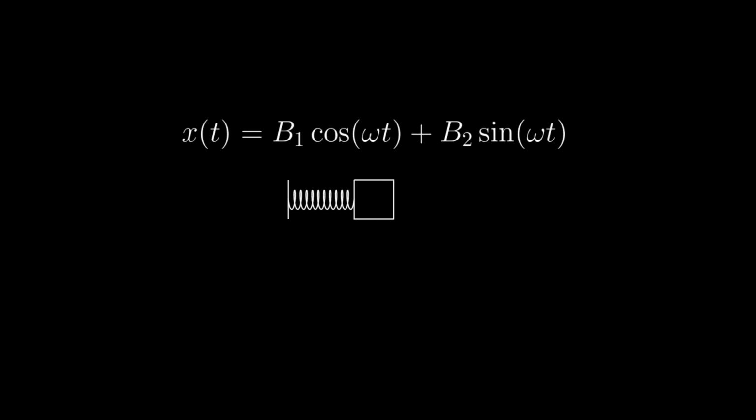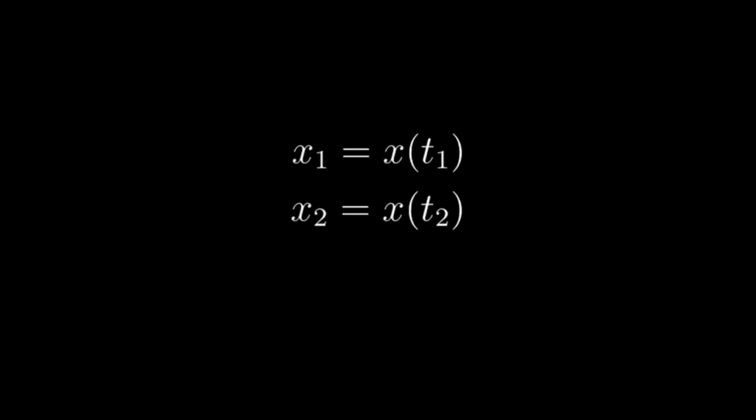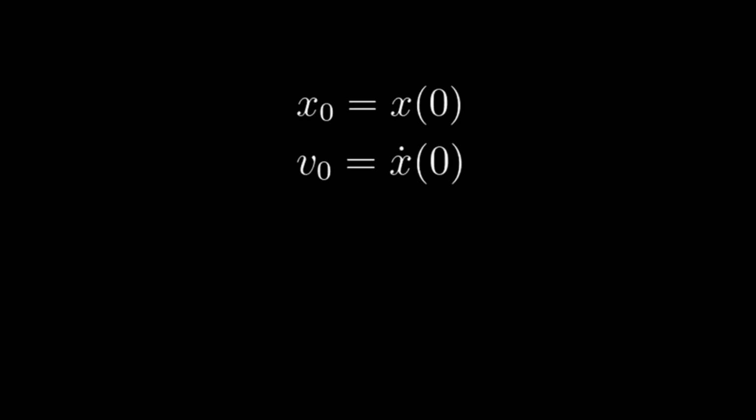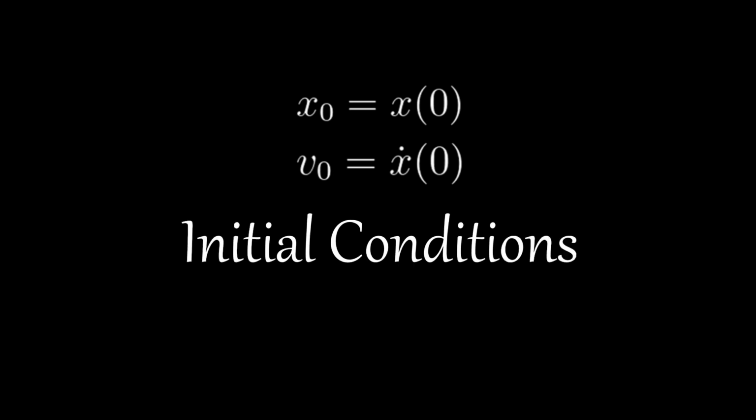Because there are two arbitrary constants, we need two of these boundary conditions. This can be done a few ways. We could specify the position at two different points in time, or we could specify the velocities at two different points in time. But typically we specify one position and one velocity at one point in time, almost always at t equals 0. We call these initial conditions.